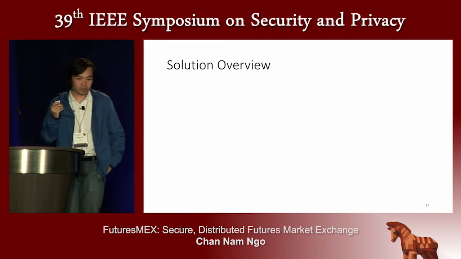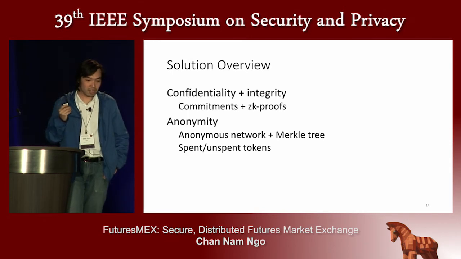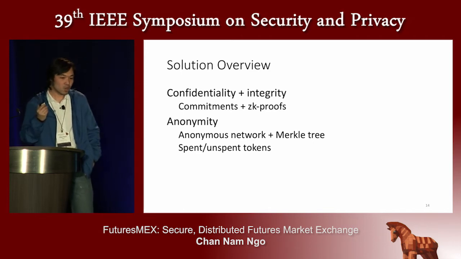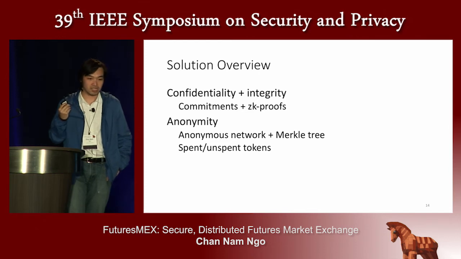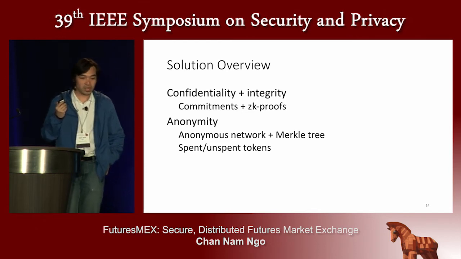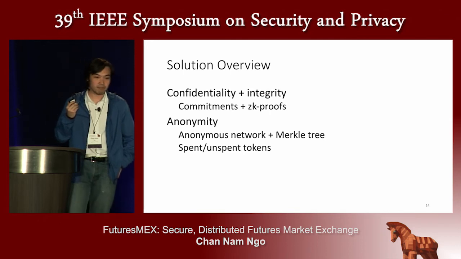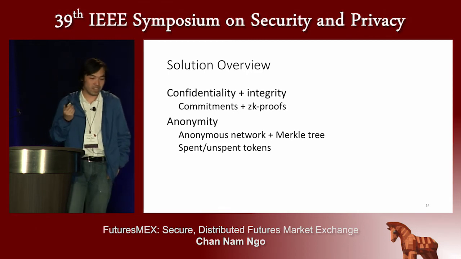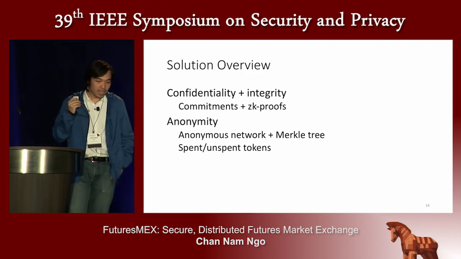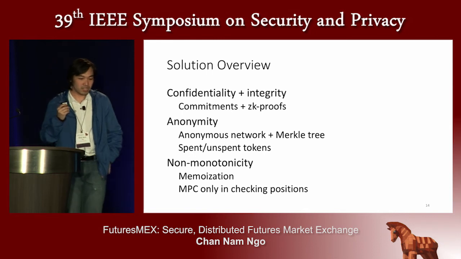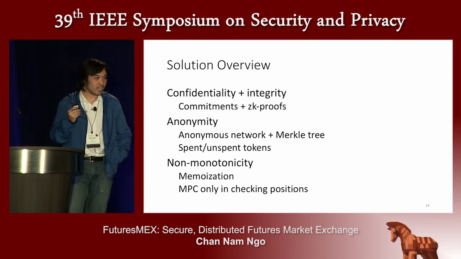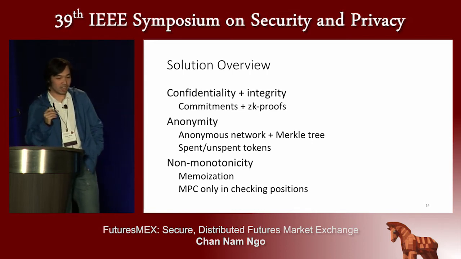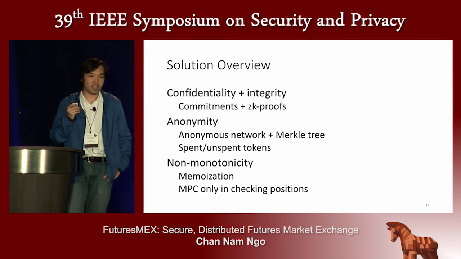In our solution, we use pretty standard crypto primitives to implement our system. For confidentiality and integrity, we use commitments and zero-knowledge proofs. For anonymity, we rely on an anonymous network and a Merkle tree. We also maintain a list of spent and unspent tokens for preventing double spending. And for non-monotonicity, we use the memoization technique, in which we aggregate several pieces of information about the pending orders into the trader account. And we only use generic MPC in the final step of checking positions.